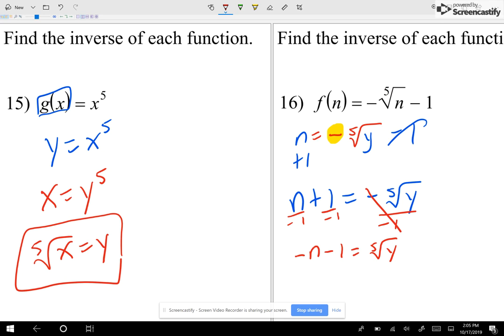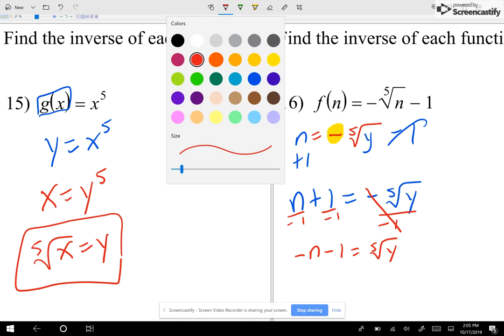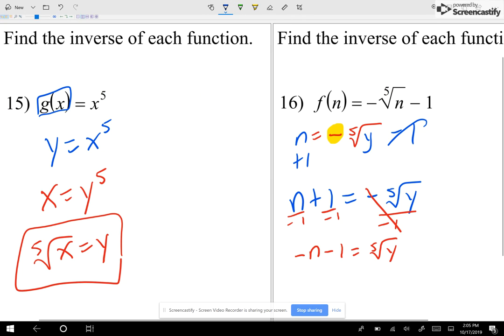So I divided everything by negative 1. Now, to get the y by itself, I have to get rid of the radical sign. That way I'm going to undo a radical with a power. So everything on the left to the fifth power, it's equal to y.